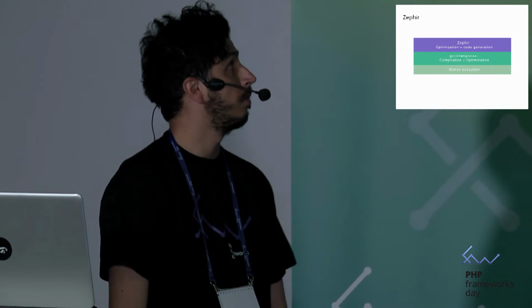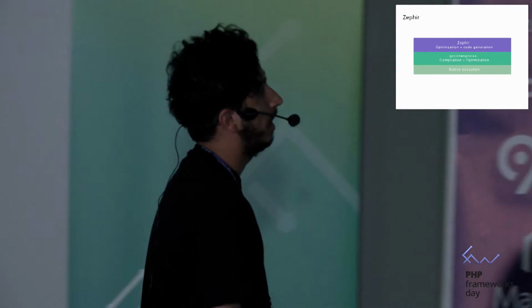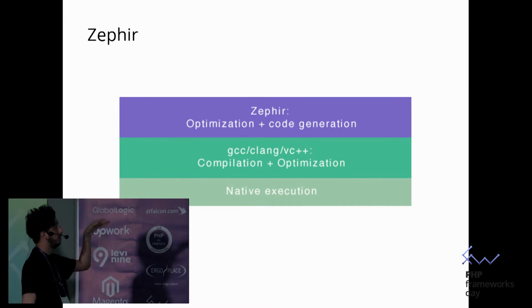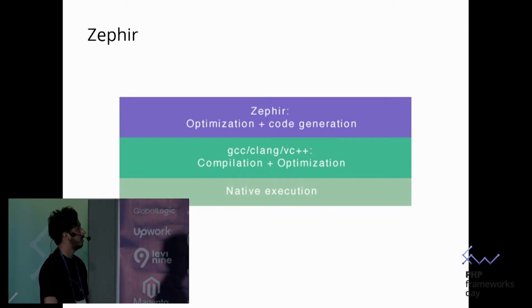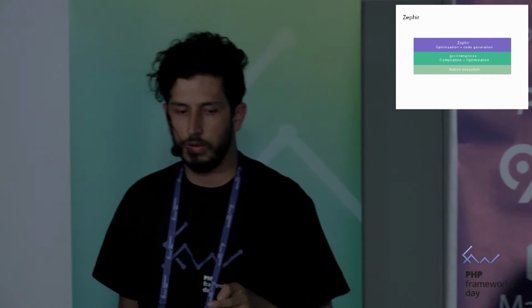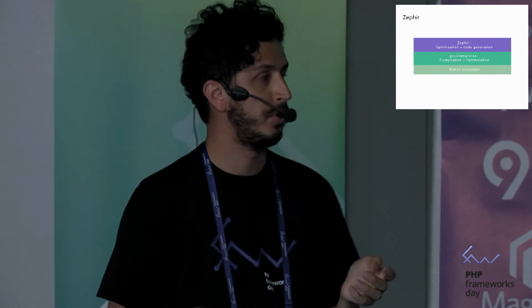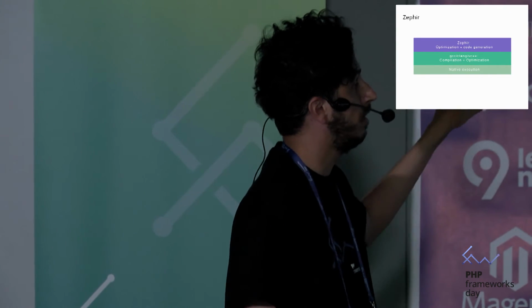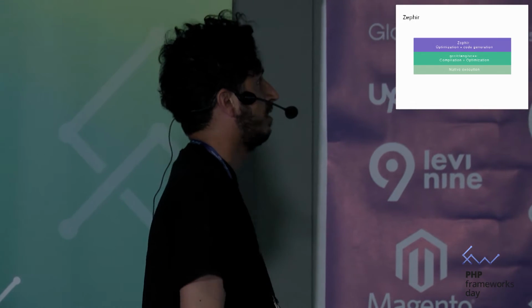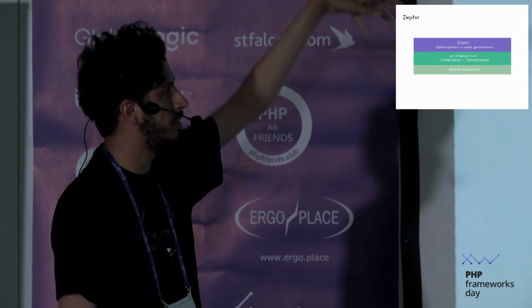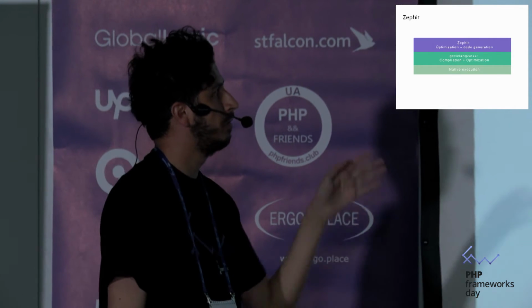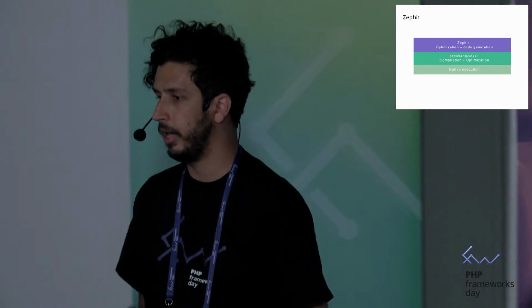Okay, so what does Zephir do? It is like any other high-level programming language at the top. When you compile a Zephir program, it makes one pass of optimization and code generation. So it generates C code that a regular C compiler will then try to compile.